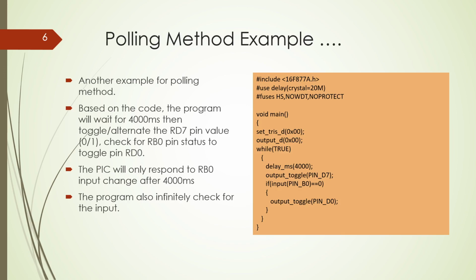Okay, another example of polling method in this program code. Set trace output D, and then while true. While true is where the program repeats. So here we have delay for second, output toggle pin D7, and then input pin B0 equal to 0, meaning if pin B0 is triggered or pushed, and then output toggle pin D0. So what happens here? It executes.